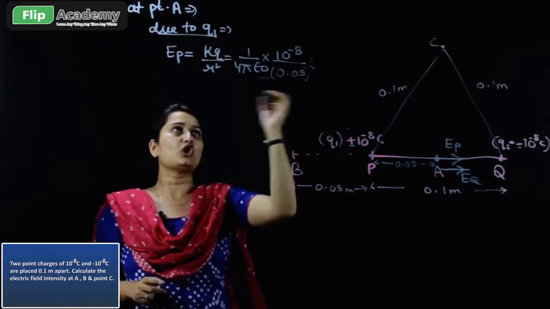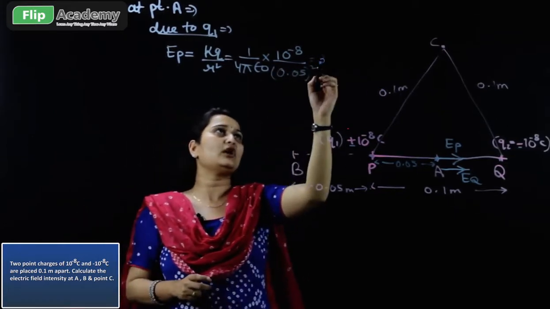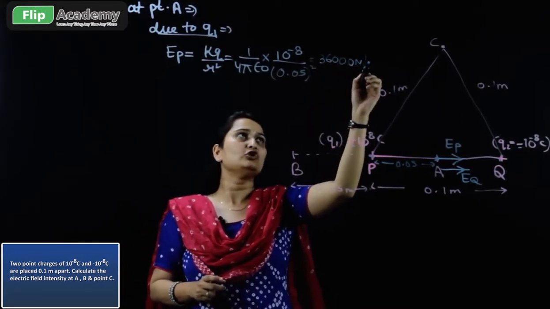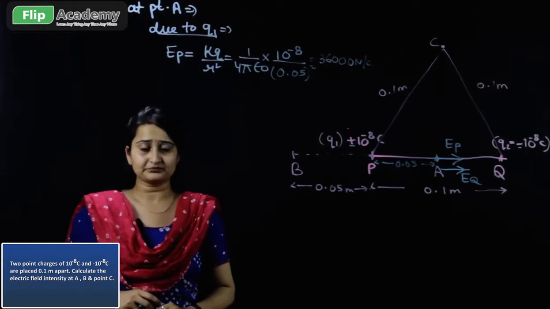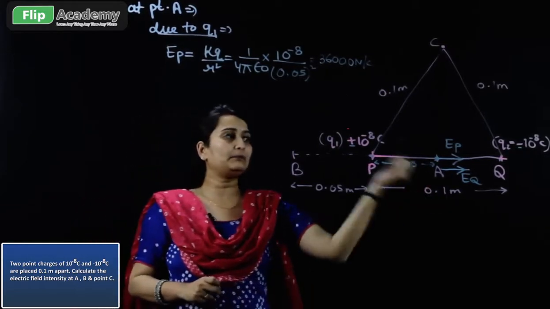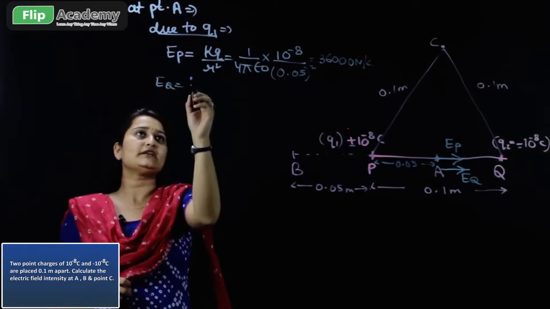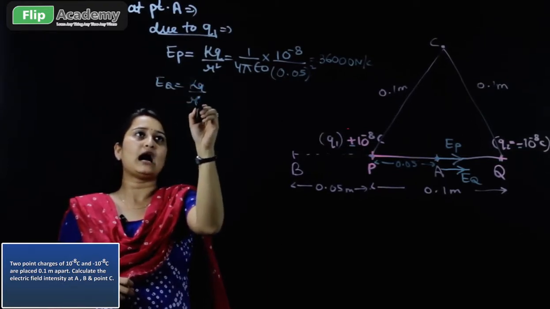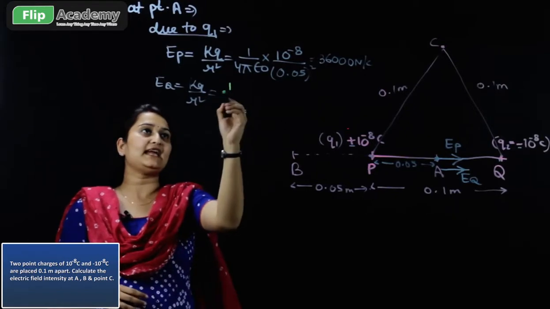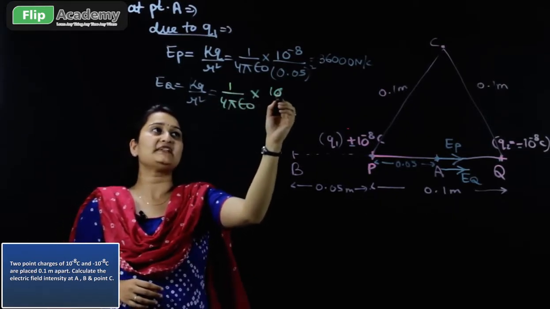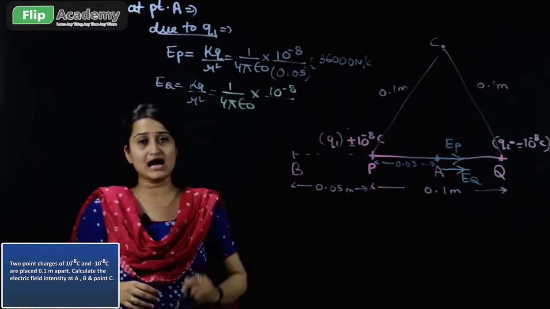Solve the whole value, you will get your answer, that is 36,000 Newton per Coulomb. Similarly, we have to work upon EQ also. So what is EQ in this condition? EQ is KQ upon R square. What is K? K is again 1 by 4 pi epsilon naught into Q. Q is 10 raised to the minus 8 upon R square.